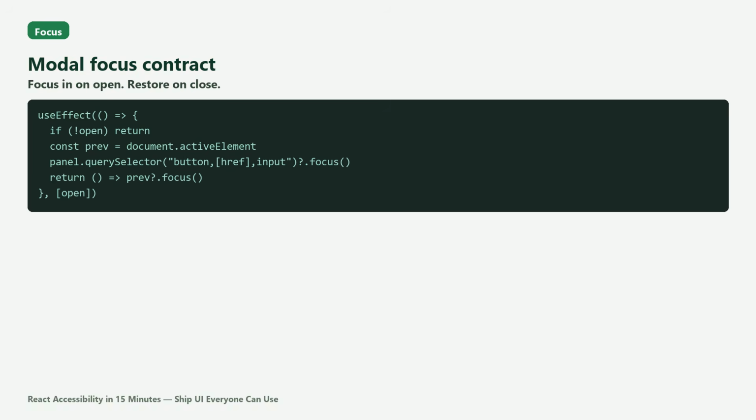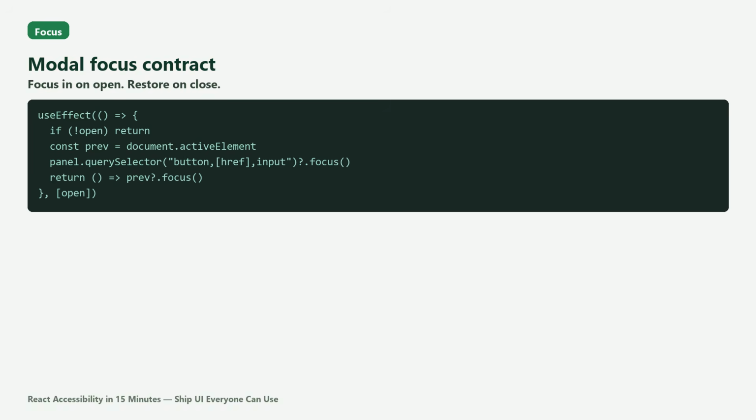Remember the previously focused element. Focus the first useful control inside the panel. Restore on cleanup. Pair it with role dialog, aria-modal, and an accessible name. If any of those are missing, the modal is not done even if the animation looks expensive.